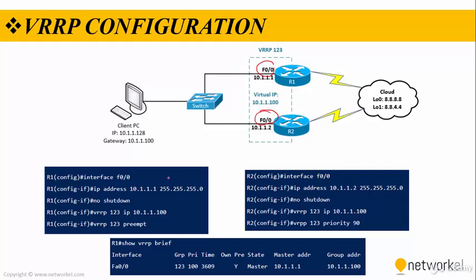To configure it, we get under the interface mode and we just type vrrp, the VRRP group number, ip and the IP address. And vrrp group preempt for preemption configuration. And vrrp group priority and the priority number.